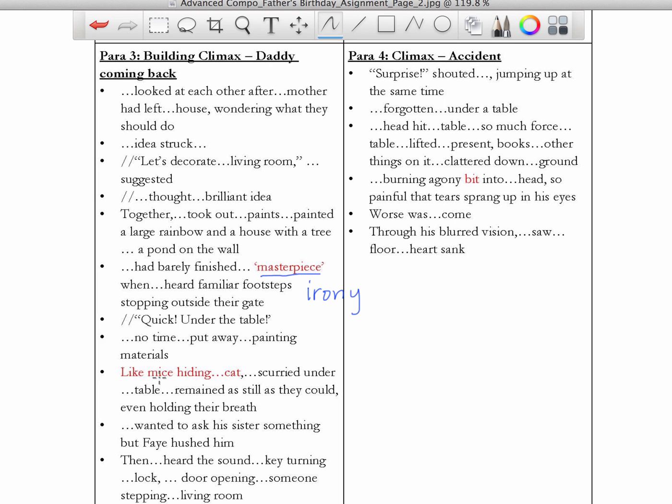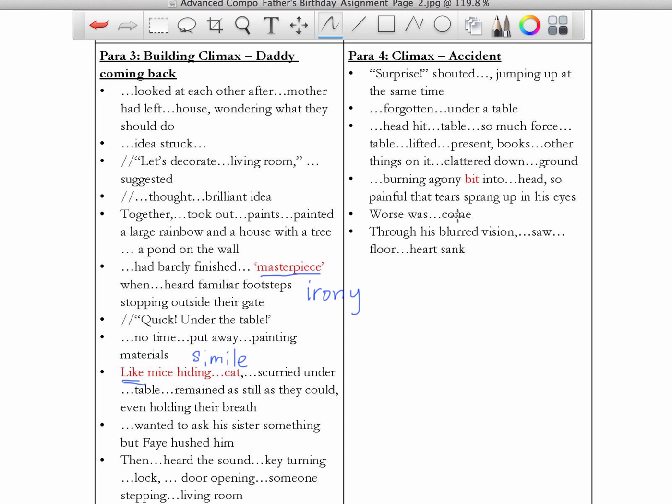"Like mice hiding from a cat." What do you think this is? Yes, the word "like" is like the word "as" in "as quiet as mice" earlier on. So if you had guessed that this was a simile, you are right again. When you see the word "like" or "as," these are clues that tell you straight away these are figures of speech and they are similes.